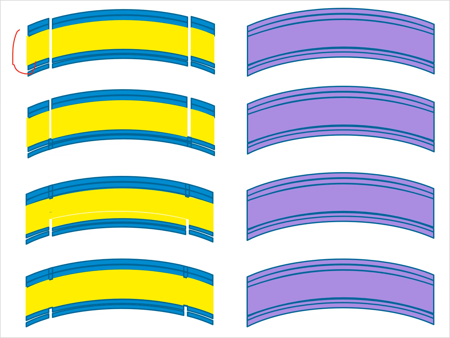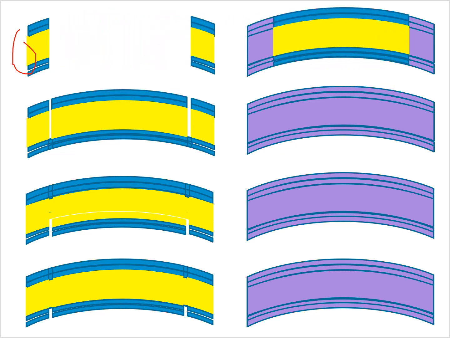Look at the first one here. In the top slide, we are replacing all the 5 layers from the donor to recipient. So all the 5 layers are replaced. So we call it penetrating keratoplasty because we have penetrated all the way into the anterior chamber.